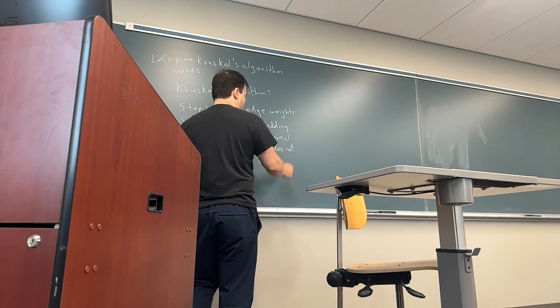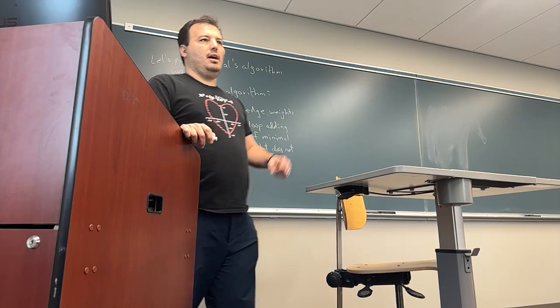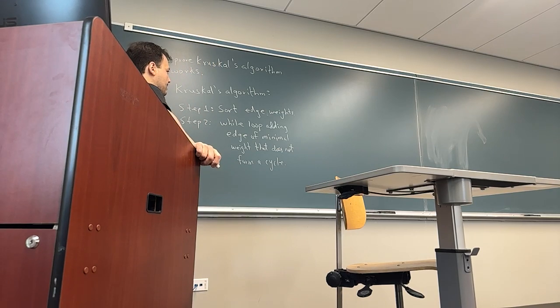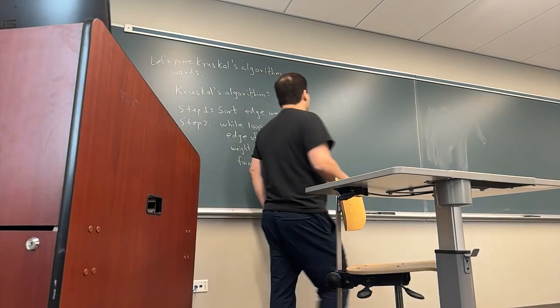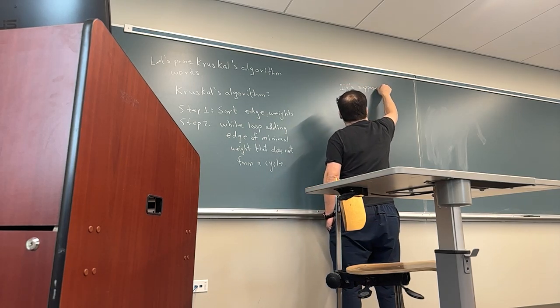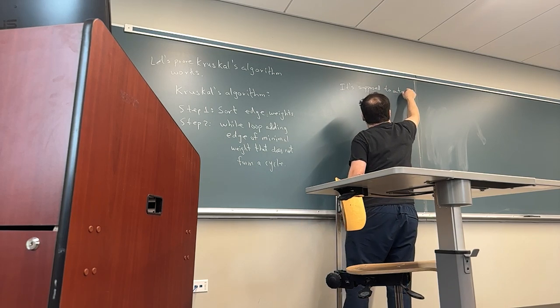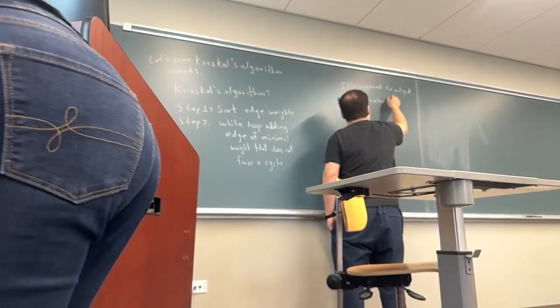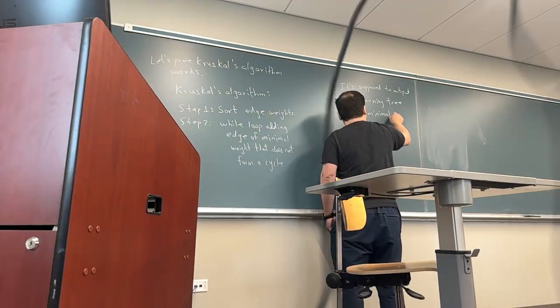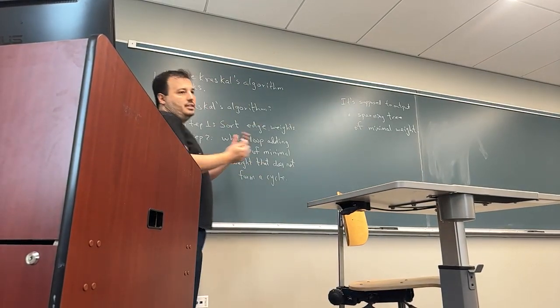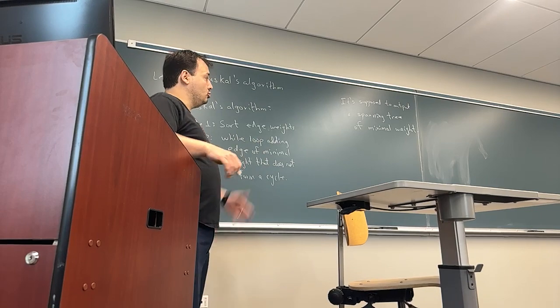At each stage you figure out which edge has the smallest weight and doesn't form a cycle. Alright, so what is it supposed to solve? It's supposed to output a spanning tree of minimal weight. Okay, so that's what the algorithm is supposed to do.